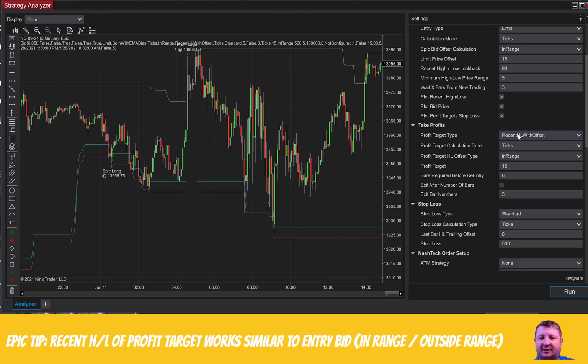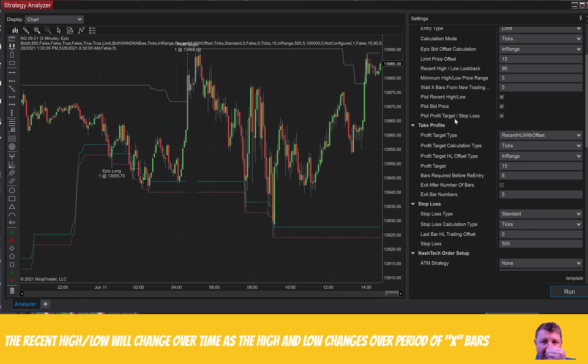Now, can you have a profit target that loses? You can, because this high-low is going to change over time. So if you could eventually down here have the last 90 bars high, your profit target's actually a lower amount. So there's pros and cons to having this. If you're wanting to bounce around in a range, this can be perfect.